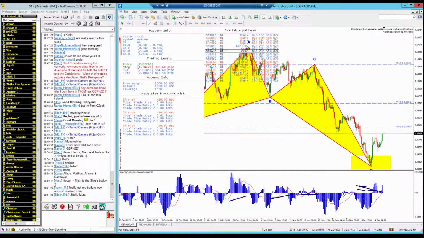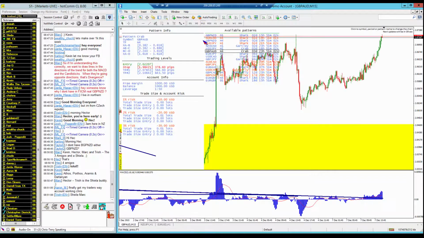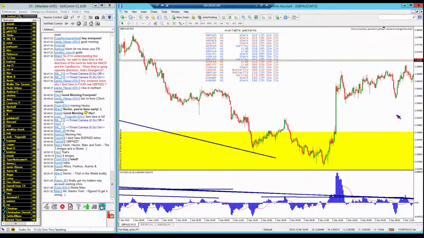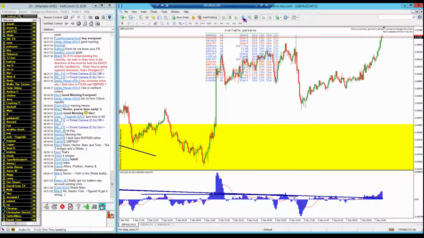All right. Let's continue. You see down here, we're coming into this push down. Let's take a look at the 15-minute chart and see if there was anything right down here.